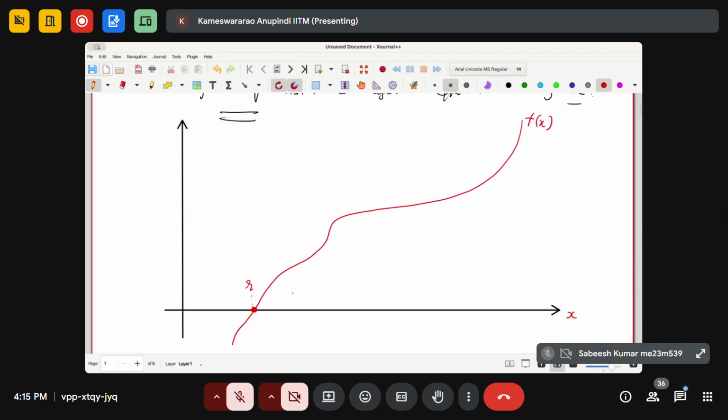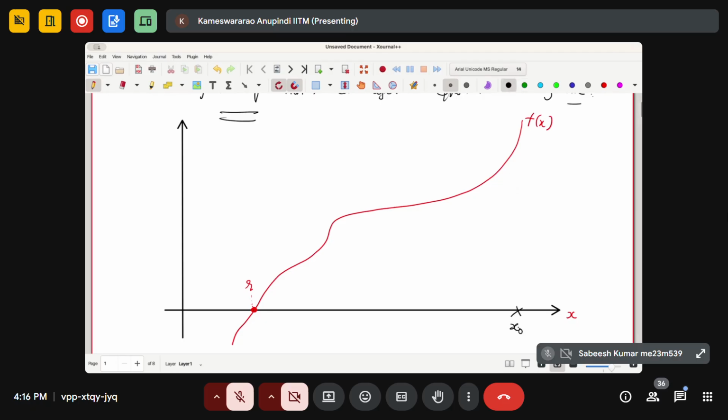Just like in the bisection method, we have to give two initial guesses, a and b, which should be on either side of the root, which we checked using f of a times f of b. If that product is negative, the function is changing its sign from positive to negative or negative to positive. As a result, there must be some root between x equal to a and x equal to b. Whereas in Newton's method, unlike the bisection method, you just need to start with one initial guess, let us say some x naught.